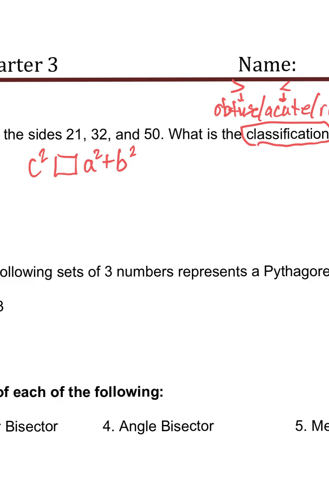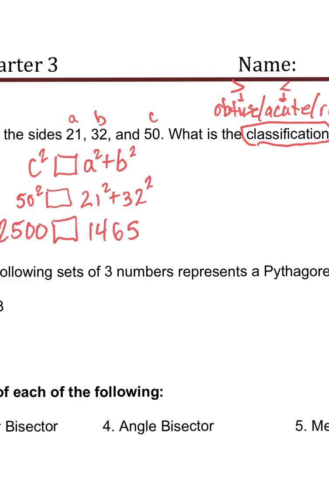C is the most important side in the Pythagorean theorem. That is always our biggest side. So 50 is our C, and it doesn't matter what A and B are. I'll just do it this way. We're going to have 50 squared box 21 squared plus 32 squared, and the rest of this you could just put into your calculator.